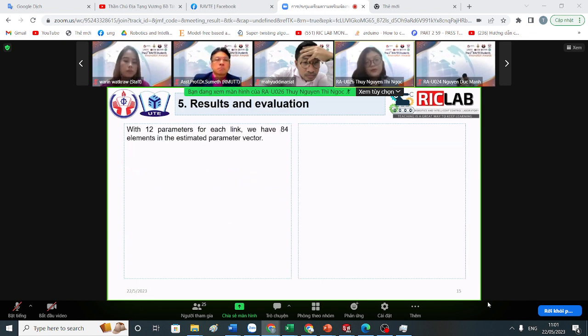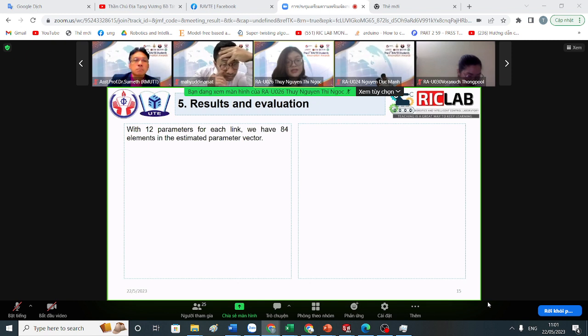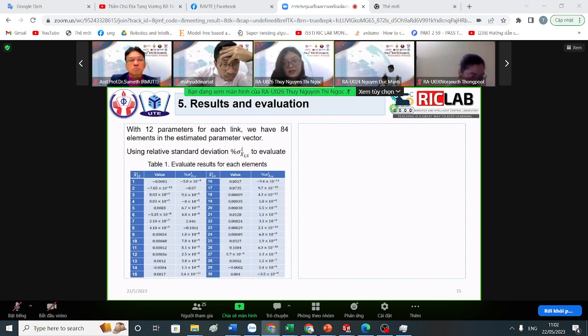We move to part 5, results and evaluation, with 12 parameters for each link. We have 84 elements in the estimated parameter vector. Using relative standard deviation to evaluate each element in the vector, we have table 1. Table 1 shows that the standard deviation of each parameter is very small, which proves the quality of the least square method in estimating the model parameters meets requirements.